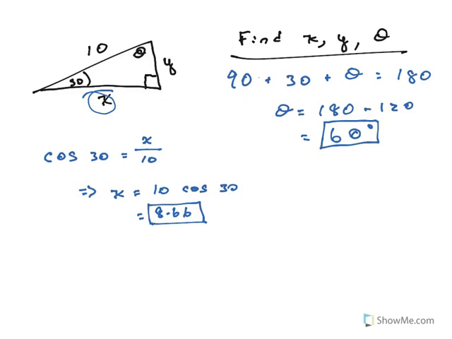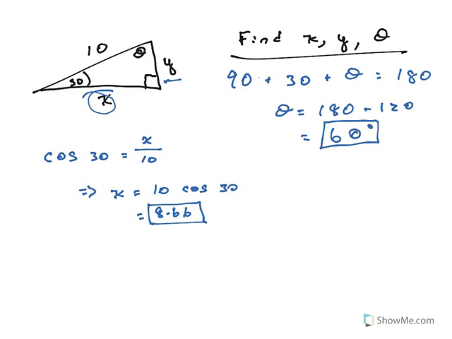So now I have x, I have theta, all I need is y. At this point, again, I have options. I could use now Pythagorean Theorem, or I could continue to use trigonometry, or the sine cosine functions. I'll show you both. My preferred way of doing it is with the trig functions.